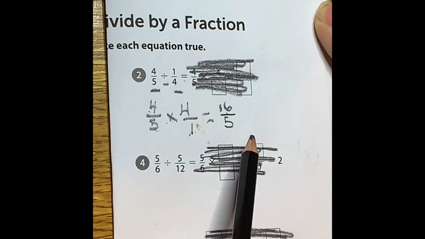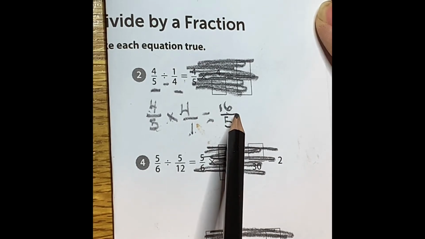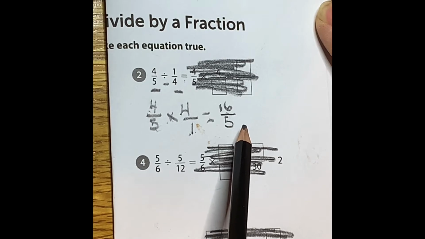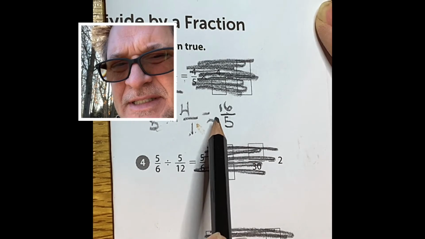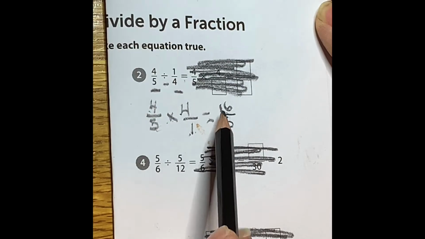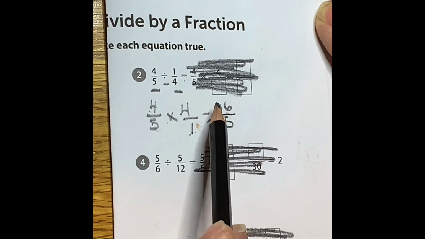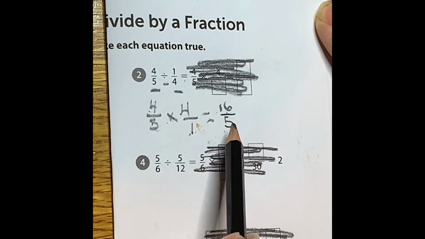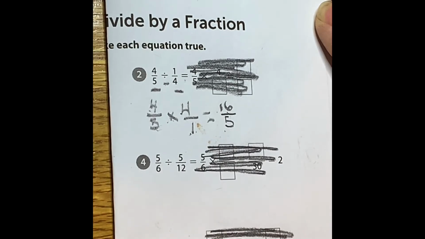Take note that the 16/5 is actually considered an improper fraction. An improper fraction is when the denominator is smaller than the numerator. Now we'll figure out how to change that into a mixed number, but at this point we're just going to leave it the way it is.